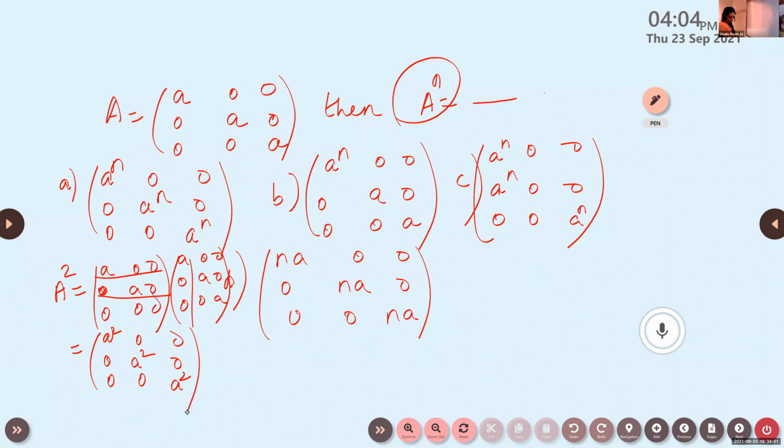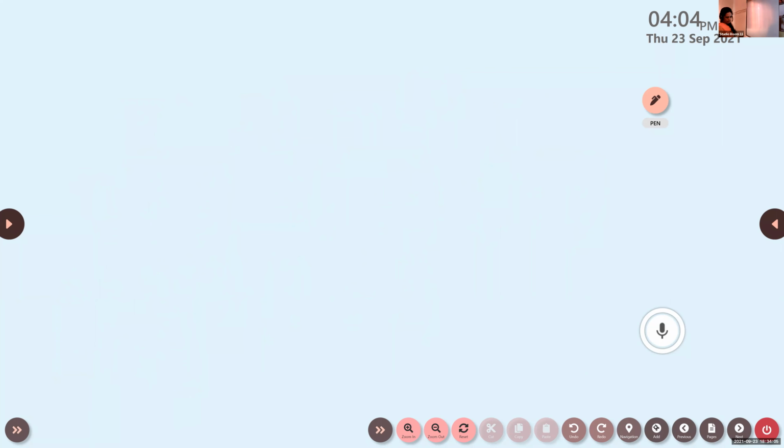Next one. A is equal to matrix 0 C minus B, minus C 0 A, B minus A 0.